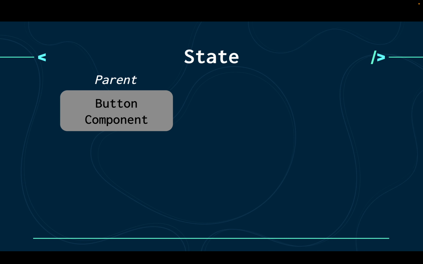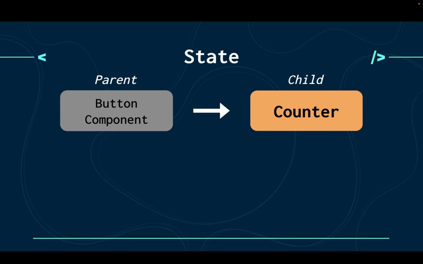Let's go back to our button example and turn it into a counter. This counter component has a count state, which initially starts at 0. Each time we click the button, the count increases by 1.